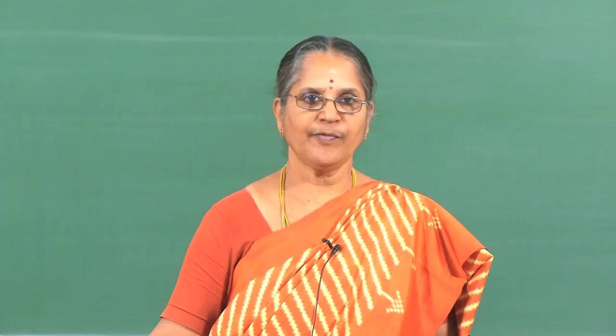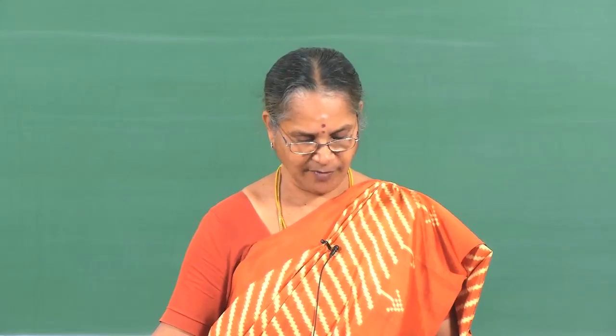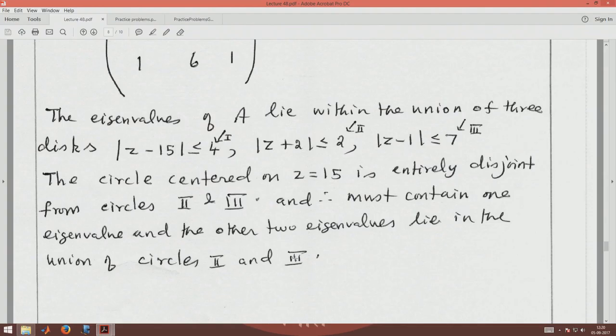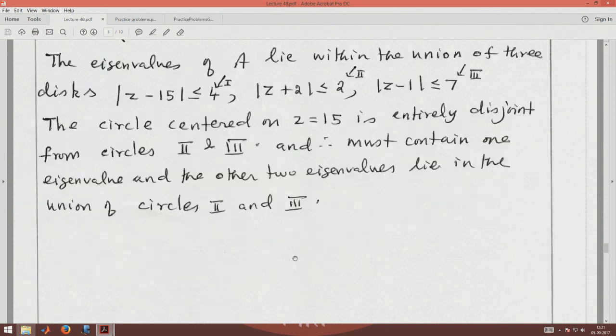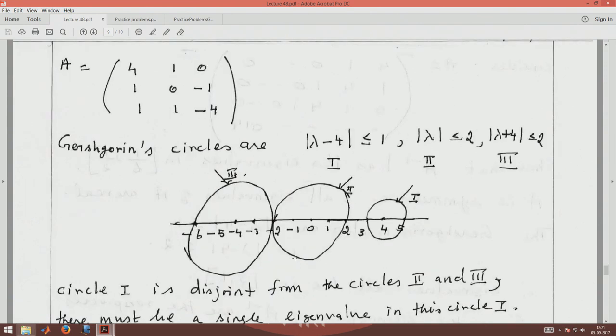So, as before we argue and conclude that the circle which is disjoint from the other circles must contain one eigenvalue, and the other 2 eigenvalues lie in the union of the other 2 circles, namely mod z plus 2 less than or equal to 2 and mod z minus 1 less than or equal to 7. So, Gershgorin's theorem is very useful in understanding the location of the eigenvalues of a given matrix A. So, let us look into another example.